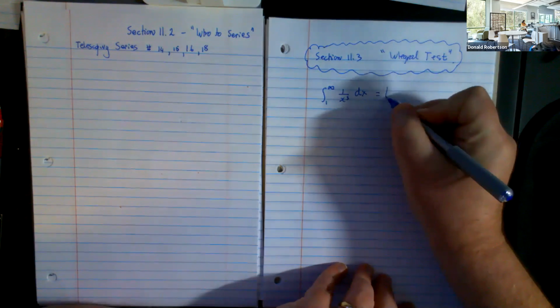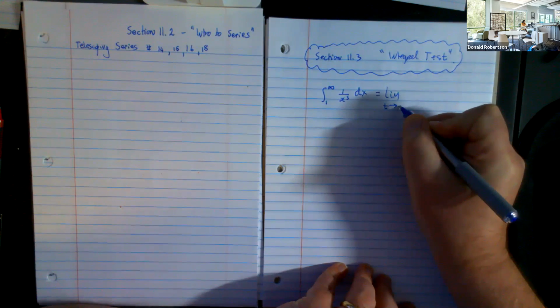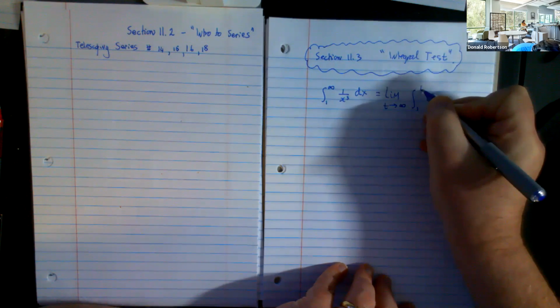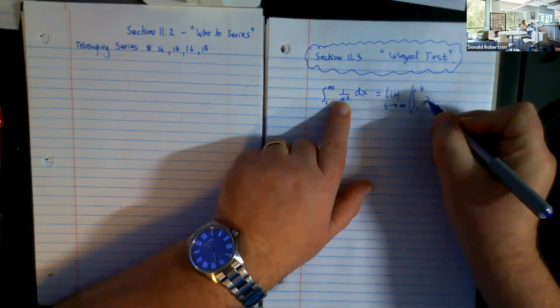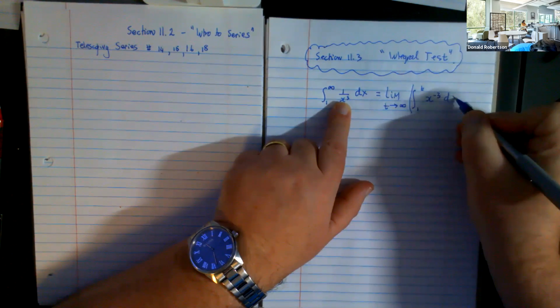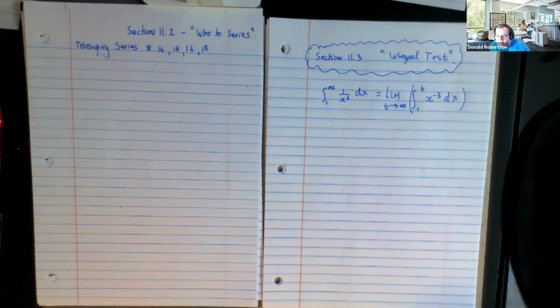Well, what we do is we turn this question into the limit as t tends to infinity of the integral from 1 to t of 1 over x cubed, which I am going to call x to the negative 3. And the reason I'm going to call 1 over x cubed x to the negative 3 is because if I'm going to integrate that, don't I need a power to use a power rule?